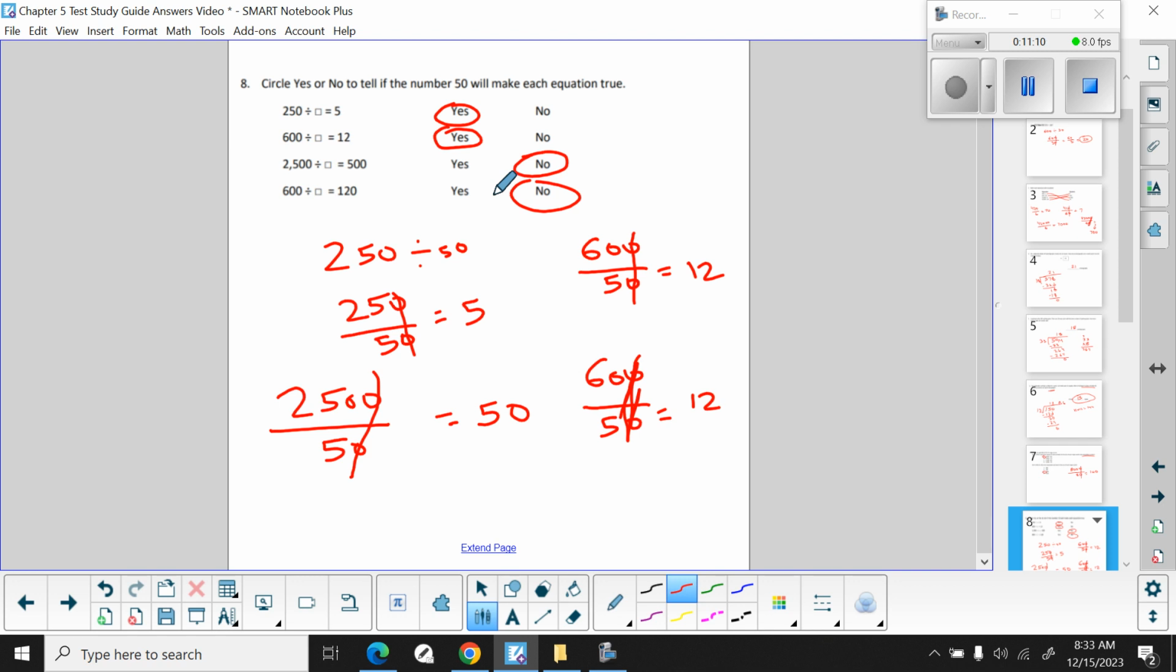Make sure you understand these, because, you know, you will see questions like this on your quiz. Or test, I should say.